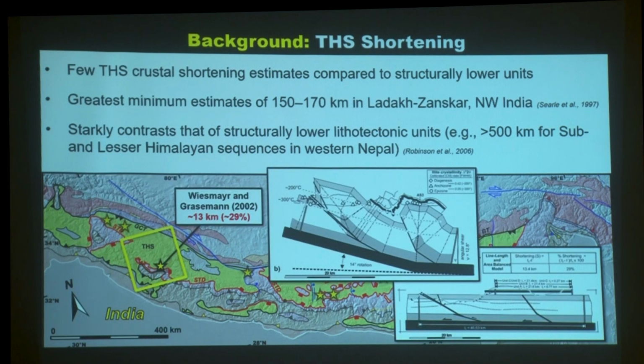Next slide. Okay, now, this discrepancy between shortening in the Tethyan Himalayan sequence and that of structurally lower lithotectonic units is really highlighted in the Himachal Himalaya. That region of the Himalaya is shown here in this yellow box. One estimate is from Wiesmayr and Grasemann 2002: only about 13 kilometers of shortening and 29% strain. And that comes from the retrodeformation of this balanced cross-section you can see here. So next slide, we're going to zoom in on this box.